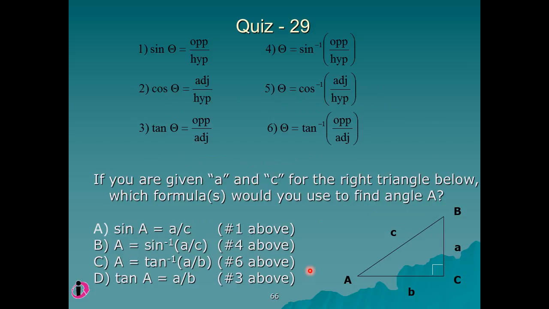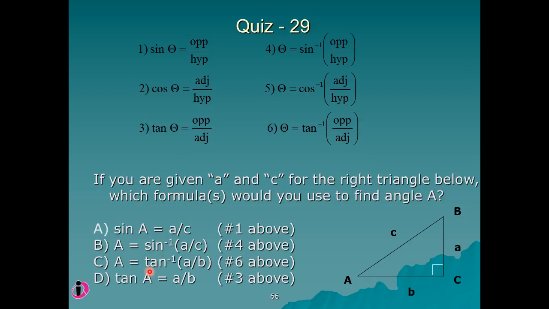Okay, now let's say you are given small a and small c. Anytime you have a small letter, it means what? A side, right? And which formula would you use to find the angle A? Angle A is something you are looking for, right? So A must be isolated. That means you can rule out option A and option D. The only options you will be left with are B and C.